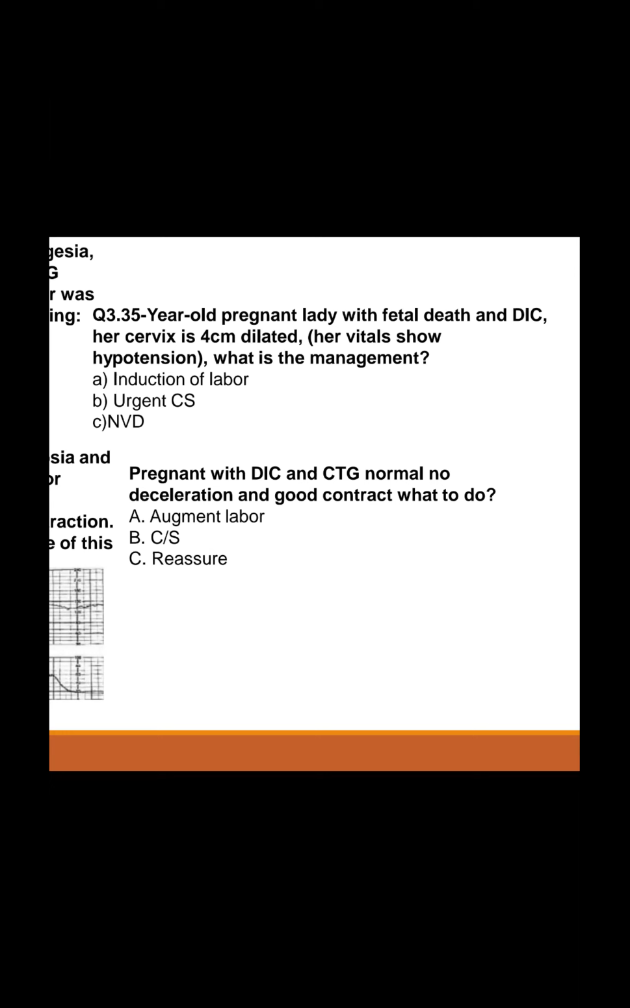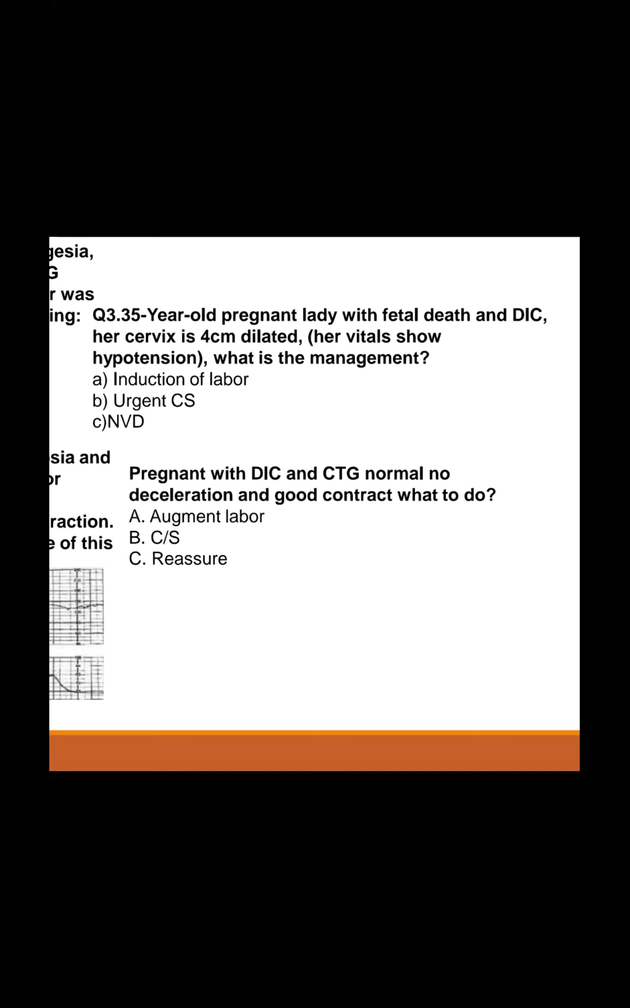Okay, now the second question. Same, but second question. Pregnant with DIC and CTG normal, no deceleration and good contractions. What to do? Augment labor? Normal delivery is not possible. CS in DIC could be possible. Reassure? We can't reassure. Ma'am, it's B.